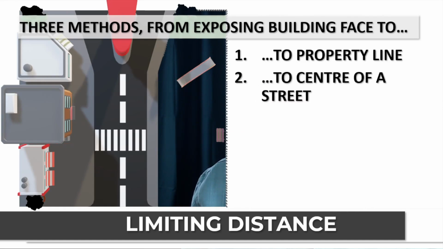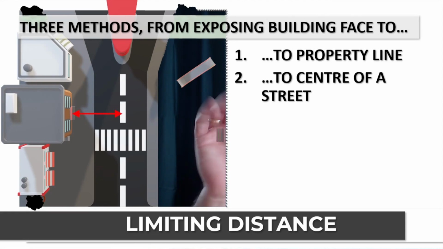The second method to calculate limiting distances is to the center of a street. So even though this building might have a property line between itself and this street it's facing, as soon as there is a street, you automatically go for that specific building face to the middle of the street.